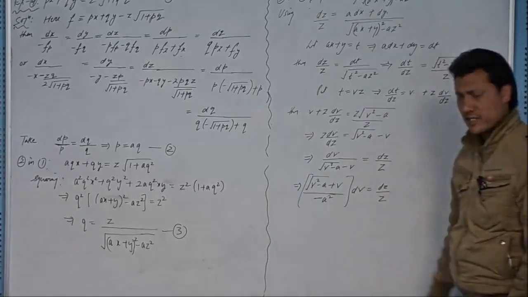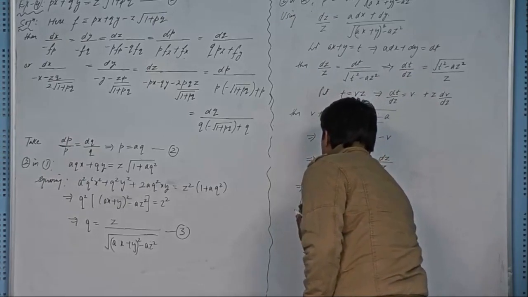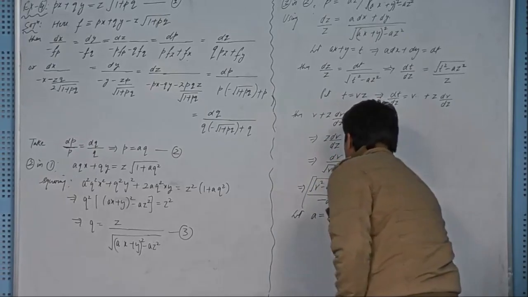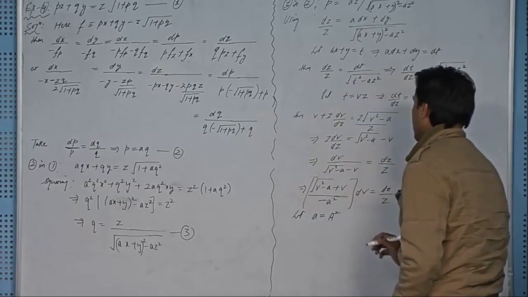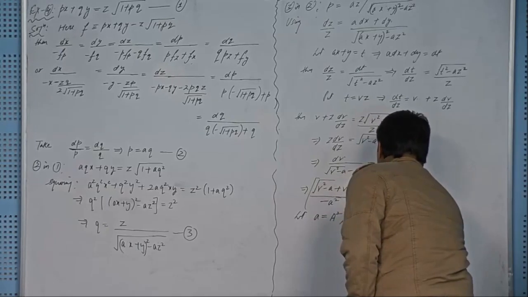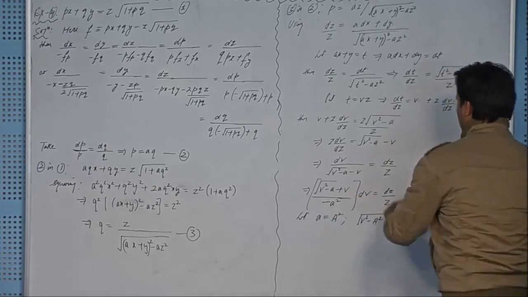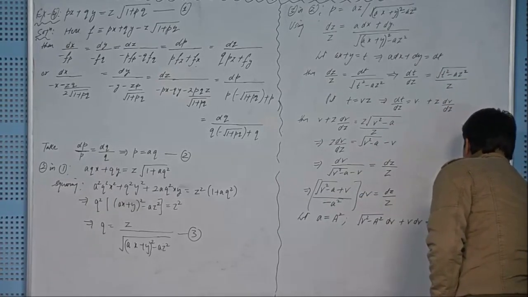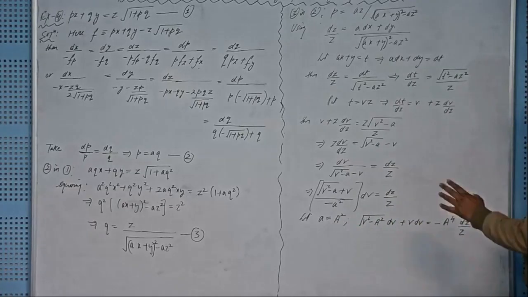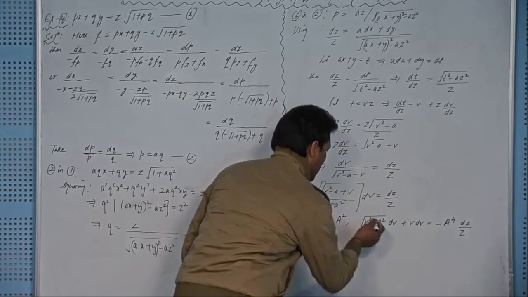Is it integrable? Now let me apply the formula directly. Let me put a equal to capital A square here. In that case, it will become under root v square minus a square dv plus v dv is equal to minus of a square, then it will become a to the power 4, dz over z. Now I have substituted small a equal to capital A square in order to avoid that square root of a term.